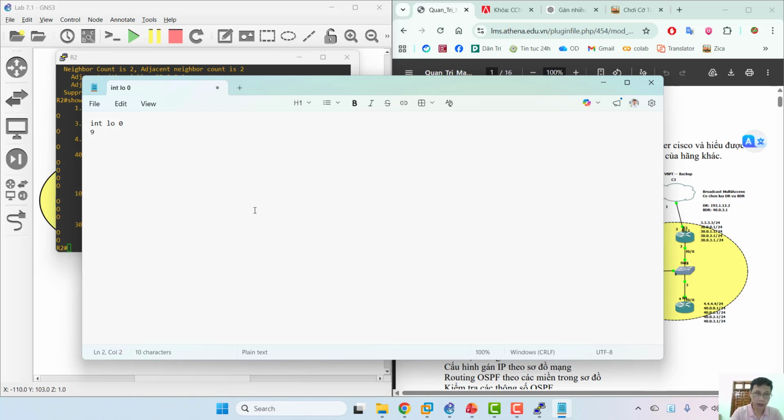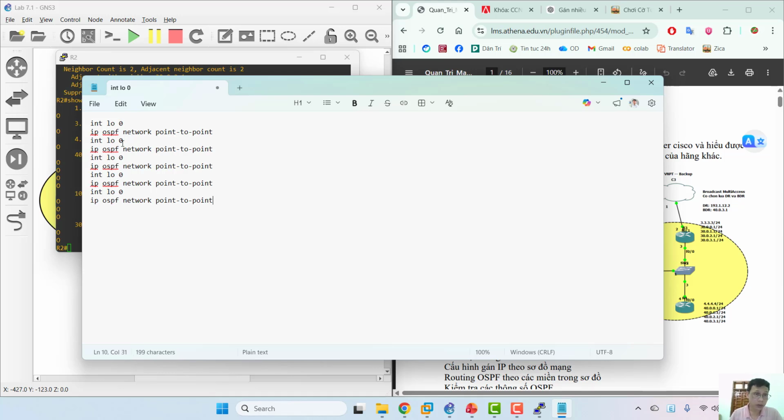We enter the line: no ip ospf network point-to-point, for loopbacks one, two, three, and four.